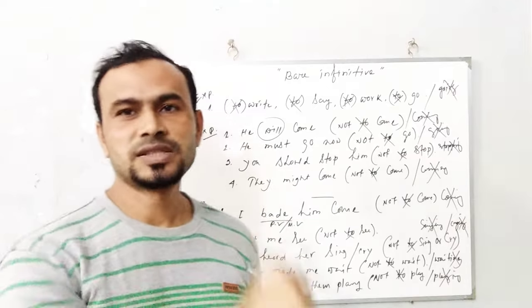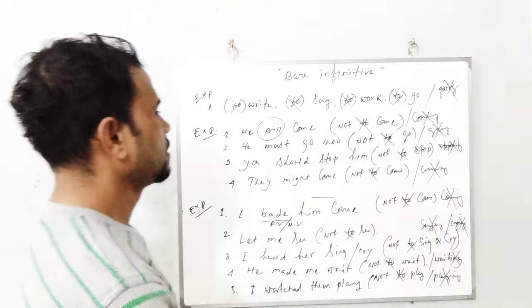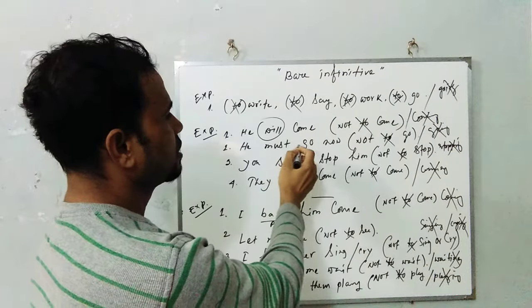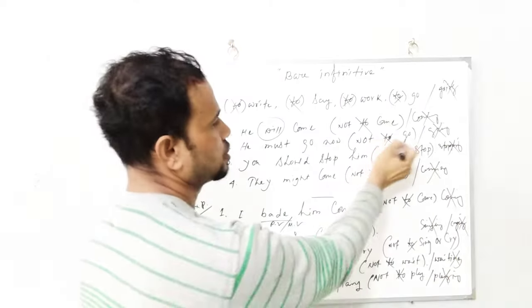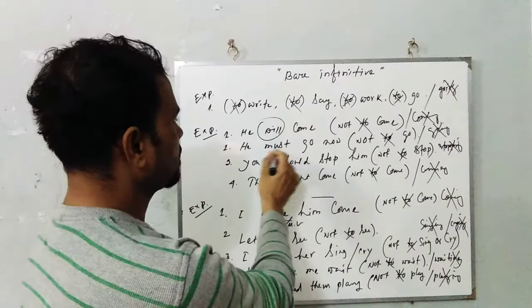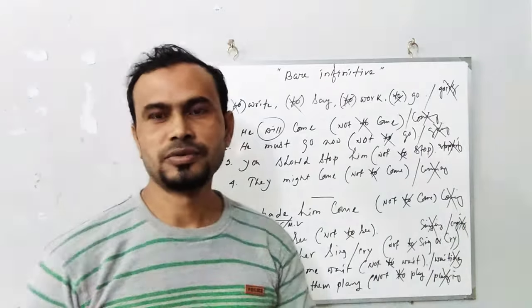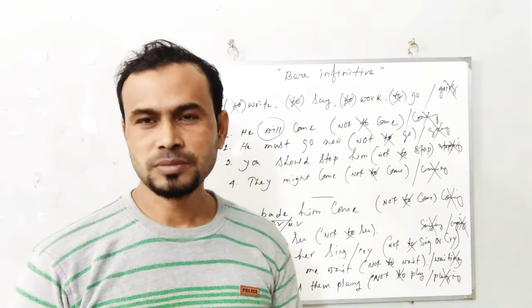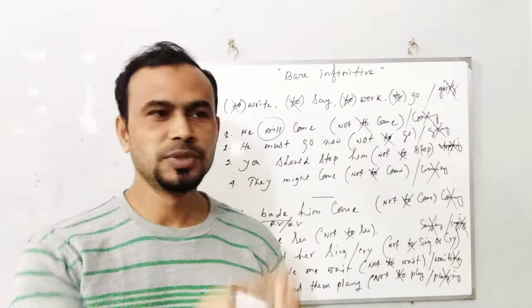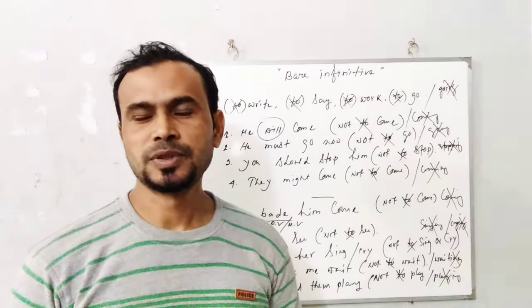Next sentence: he must go now. We cannot say "he must to go now", or "he must going now". So after modal auxiliaries, the verb should be in present form or base form. You should not use infinitive "to" before the verb after modals. So remember it.